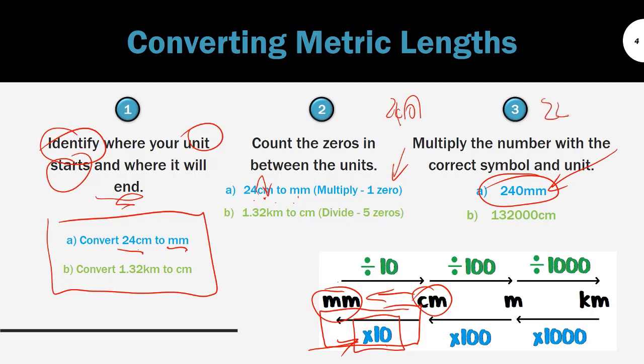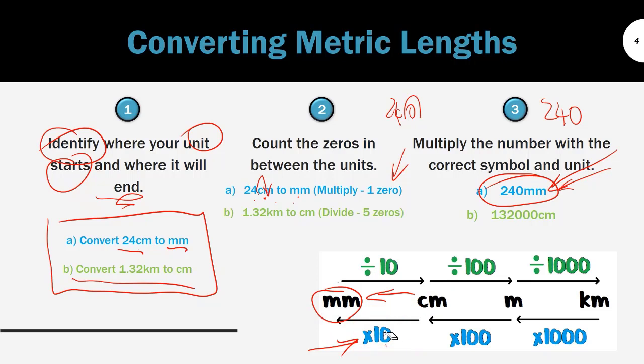Or you might like to say we add a 0, because that's exactly the same as shifting one decimal place to the right, okay? We add a 0 to give us our answer there with our new shiny units of millimeters, okay? So that's been converted. Let's have a look at B. B says convert 1.32 kilometers to centimeters.